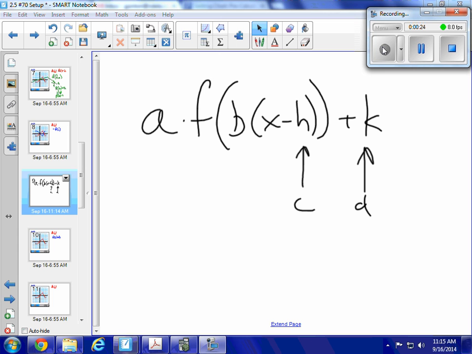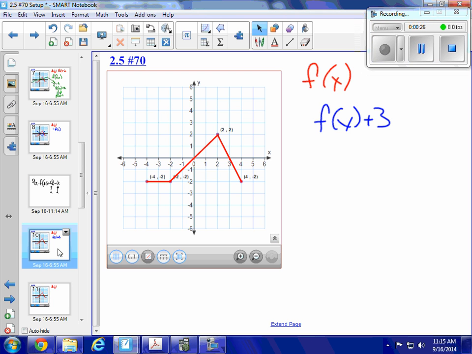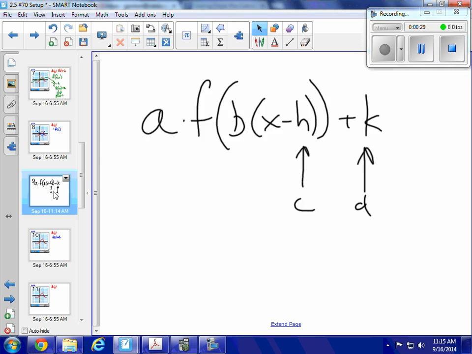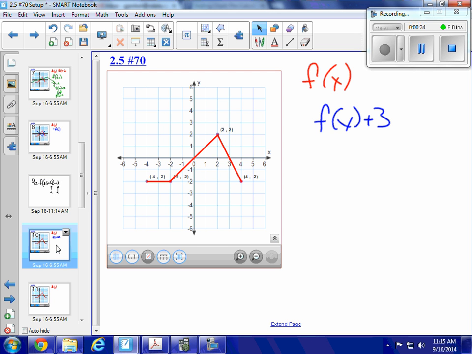I'm going to take a look at our template. And I can see that that 3 there is a k, or a d, which means I'm going to move every point on this function up by 3. So this point right here, I'm going to go 1, 2, 3. This point here, 1, 2, 3. This point here, 1, 2, 3. And this point here, 1, 2, 3. I redraw the function, and you can see that I've shifted my entire function vertically by 3.